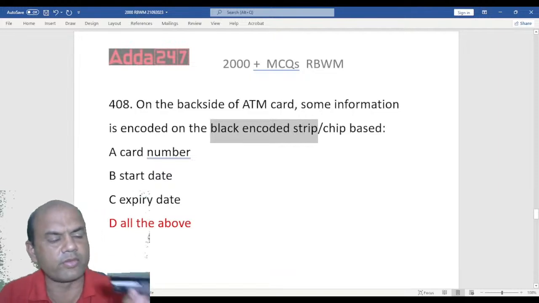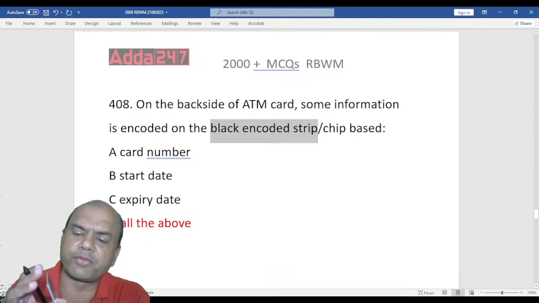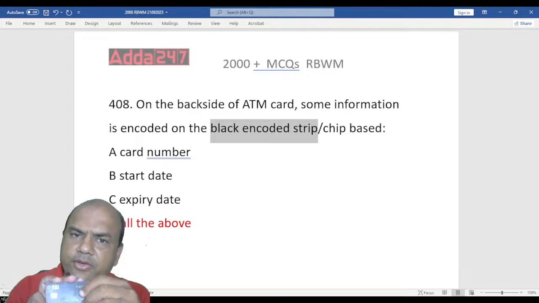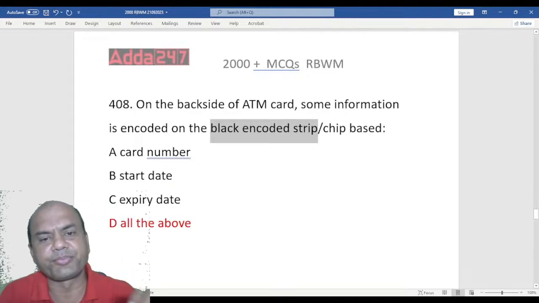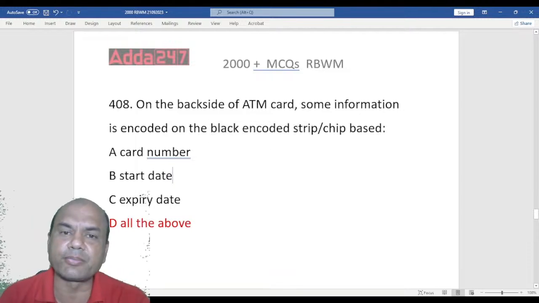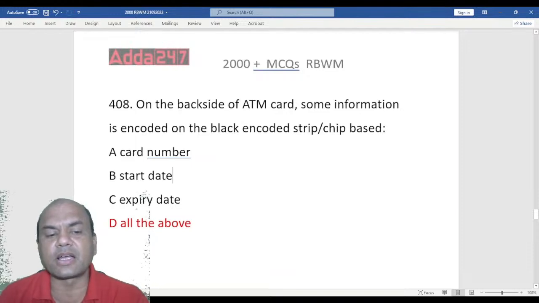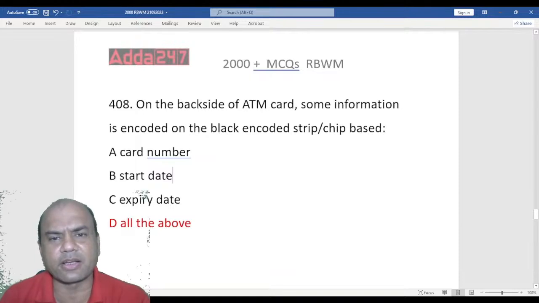This one we are talking of, this black encoded strip. So this is gone now. Everywhere we are using this chip based card now. Are you seeing this chip? Nowadays all the banks have chip based cards. So all these details, card number, start date, expiry, are encoded in these chips only now. These are called smart cards.